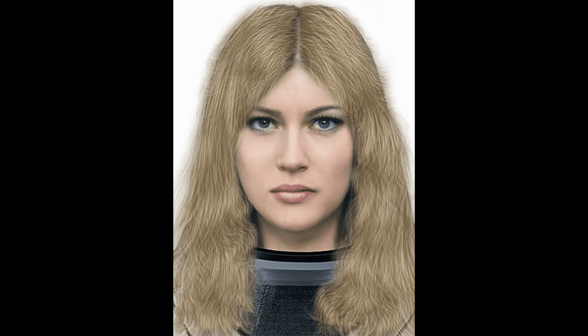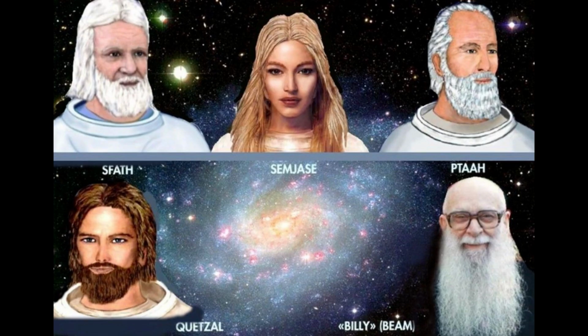Another thing I want to mention is that the lifespan of these ETs is allegedly 10 times our lifespan, so 1,000 years. Semyasi, for example, is 350 years old, which would be the equivalent of a humanoid woman on this planet of 35 years old. Pata is around 800, and Quetzal is 400 years. These three characters are the most present ones in the contacts, especially after the 115th contact. And now we proceed with the 115th contact.